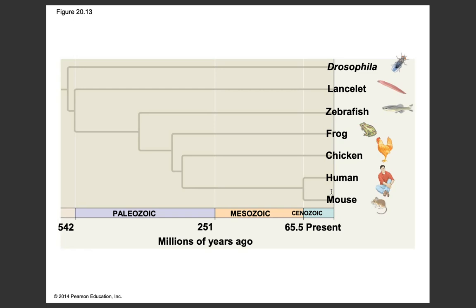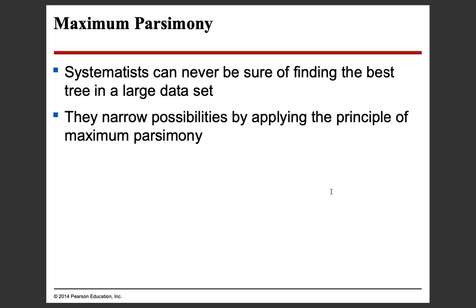So same organisms, different type of representation based on either genetic changes or time in this case. Okay, so we're going to look at maximum parsimony. This just means the simplest form. That's like the easiest way to say that. Maximum, the most, parsimony, just parsimonious. It is the most simple form.